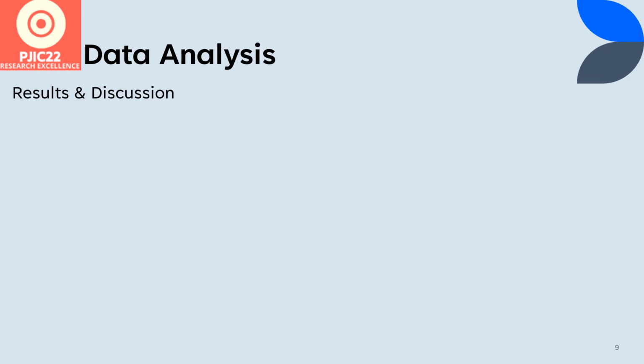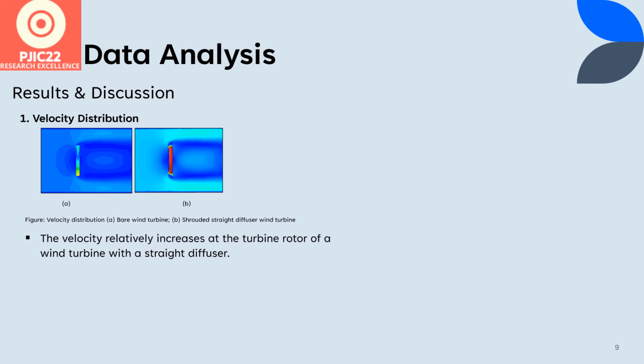For the result and discussion, we go through first velocity distribution. The finding demonstrates that the velocity relatively increases at the turbine rotor of a wind turbine with a straight diffuser. Due to the inlet shrouded convergence profile, there is an augment in rotor velocity. A notable increase in wake formation behind the diffuser has been noticed, creating a low pressure area behind the turbine. The velocity at the turbine is increased because of the low pressure area bringing more air to strike the rotor, as illustrated in the figure.